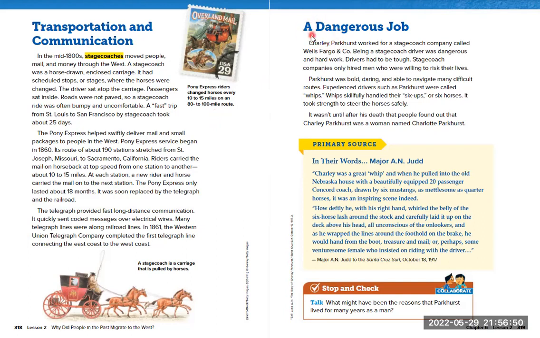A dangerous job. Charlie Parkhurst worked for a stagecoach company called Wells Fargo & Co. Being a stagecoach driver was dangerous and hard work. Drivers had to be tough. Stagecoach companies only hired men who were willing to risk their lives. Parkhurst was bold, daring, and able to navigate many difficult routes. Experienced drivers, such as Parkhurst, were called whips. Whips skillfully handled their six-ups, or six horses. It took strength to steer the horses safely. It wasn't until after his death that people found out that Charlie Parkhurst was a woman named Charlotte Parkhurst.